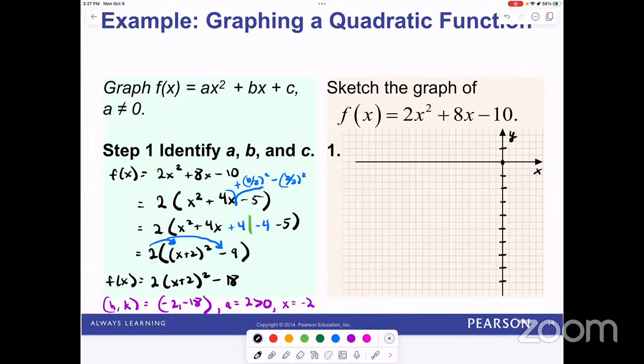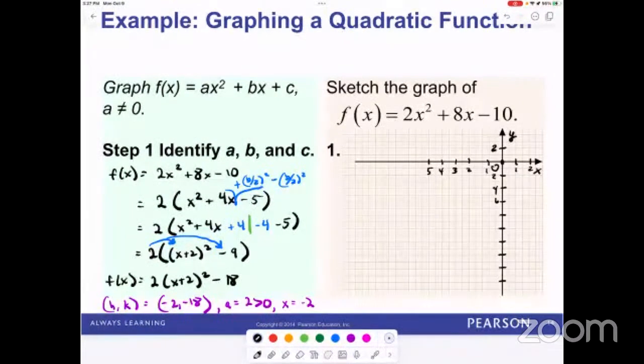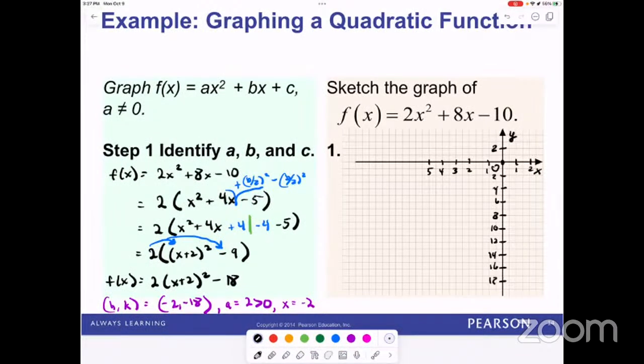1, 2, 3, 5. I think that's good. Here's the origin. This was 1, 2, 3, 4, 5. This went by 2s. 2, 4, 6, 8, 10, 12, 14, 16, 18. And these guys are all negative.